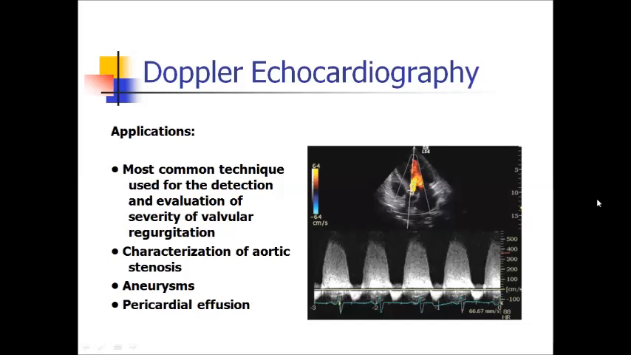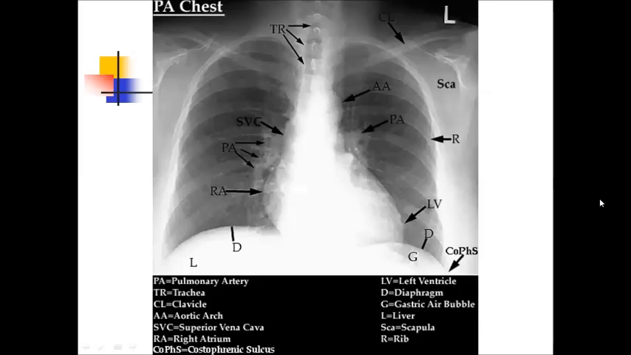Doppler in echocardiography is most commonly used for detection and evaluation of the severity of valvular regurgitation. Also for characterization of aortic stenosis, presence of aneurysm or pericardial effusion.